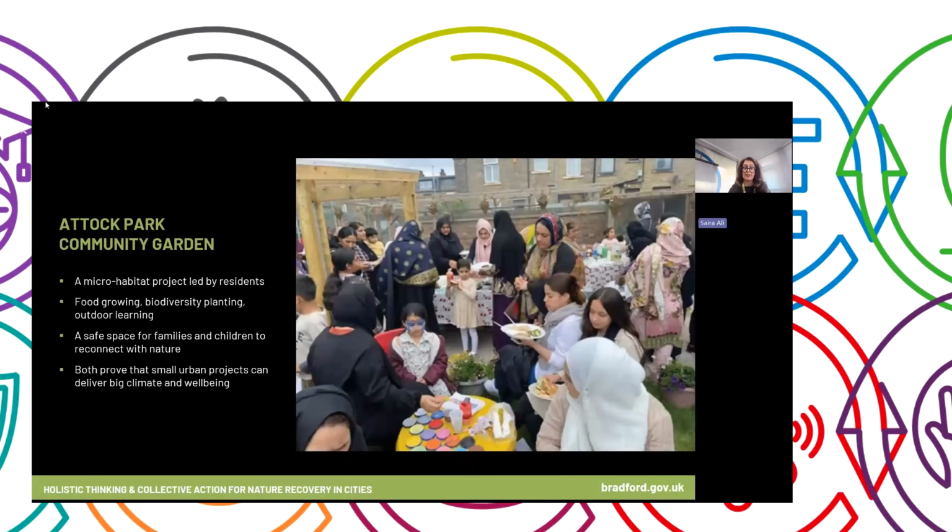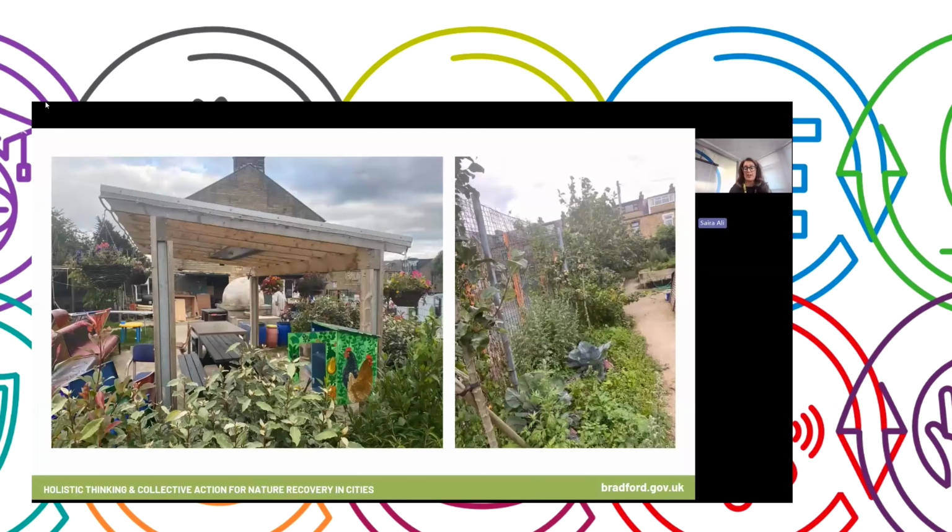Atta Park is another great example of doing a lot with very little space. We transformed a neglected corner into a biodiverse community garden with planting, food growing, shade, and a sense of ownership. These micro interventions really matter. They create stepping stones for biodiversity, offer daily contact with nature, and give communities spaces that they feel proud of and responsible for. Atta Park proves you don't need a big budget or vast land to recover nature. You just need the right partnerships and a shared vision.